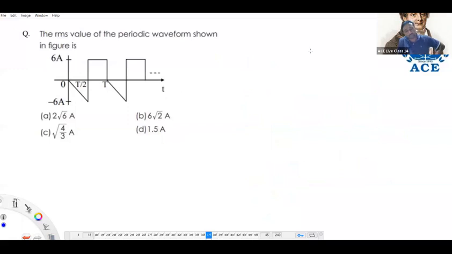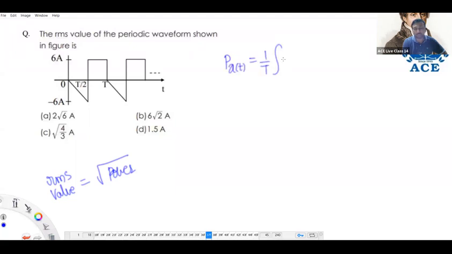The RMS value of the periodic waveform. RMS value is the square root of power. How to get power in periodic signals: 1 by T integral 0 to T of mod x(t) whole square dt. This is a regular model in the GATE paper, sir, either from networks or signals. But already we have predefined formulas for this.